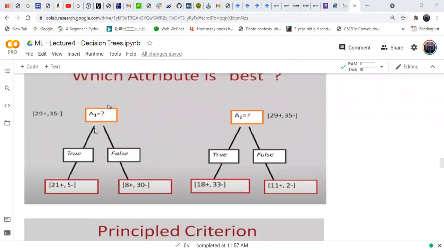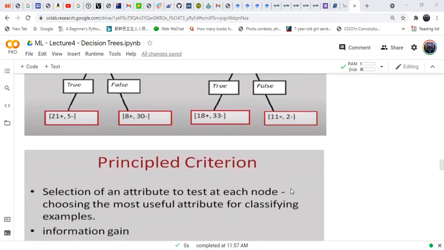And we see that if we use the A1 attribute, then 21 examples are classified as positive and 5 are negative. While in the second leaf node, 8 are positive examples and 30 are negative examples. While talking about the attribute A2, at the leaf node 18 are positive examples and 33 are negative examples, and 11 are positive examples and 2 are negative examples.